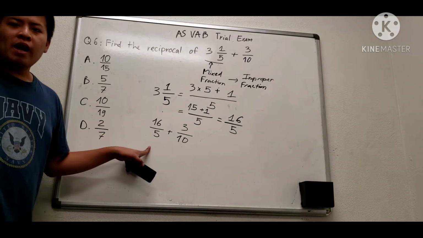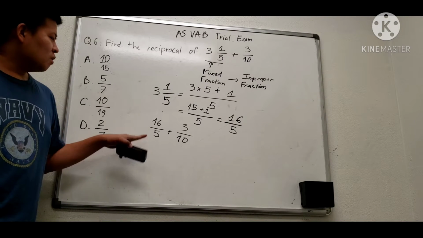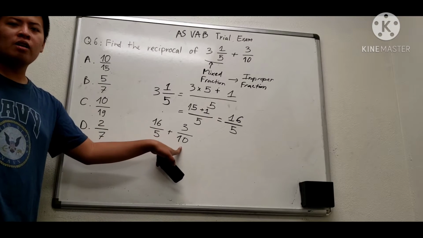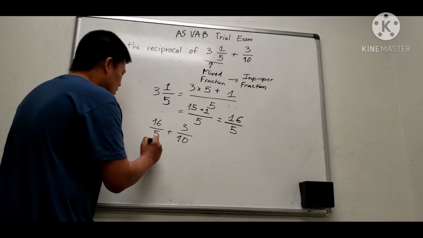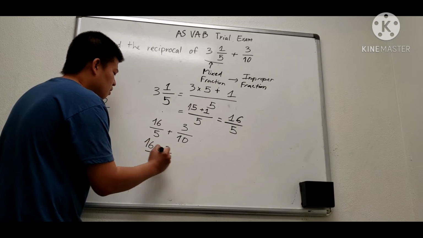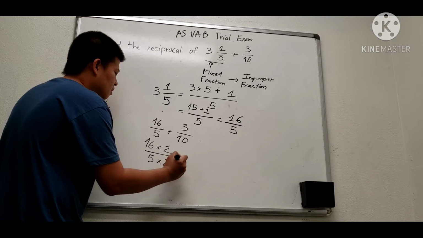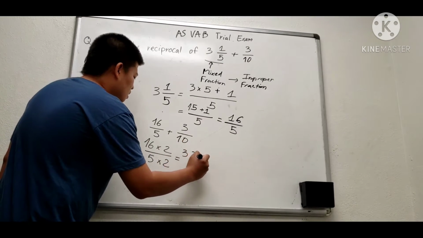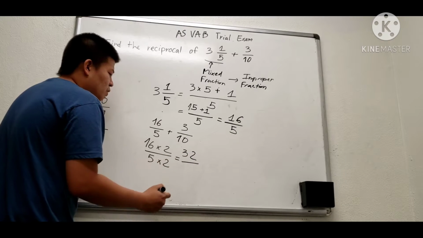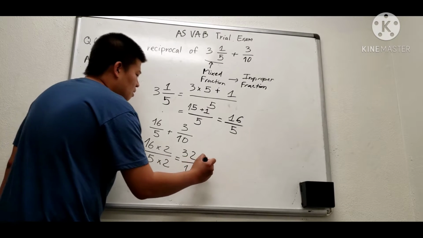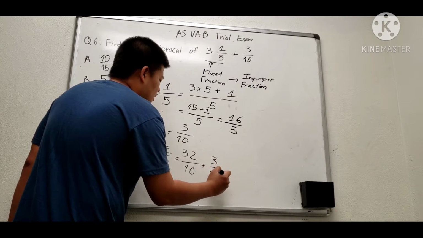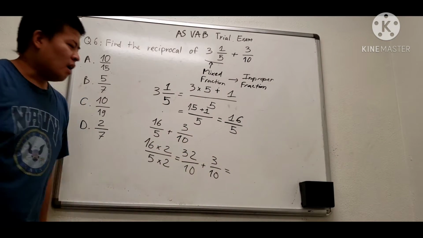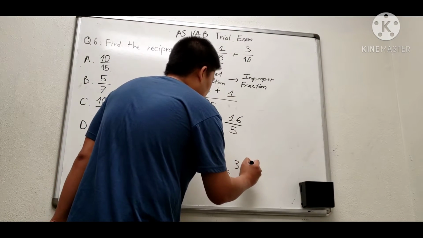Because they don't have the same common denominator, we have 16 over 5 in here. You multiply with 2, you get the same as the 10. Sixteen multiplied with 2 is about 32. 5 multiplied with 2 is about 10. Plus 3 over 10. And you get about 32 plus 3 is about 35 over 10.